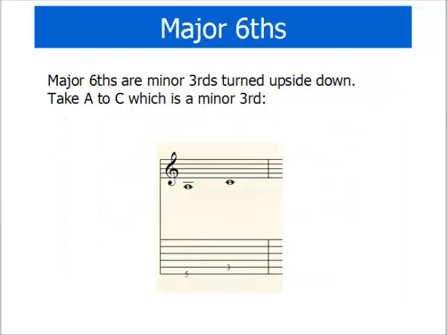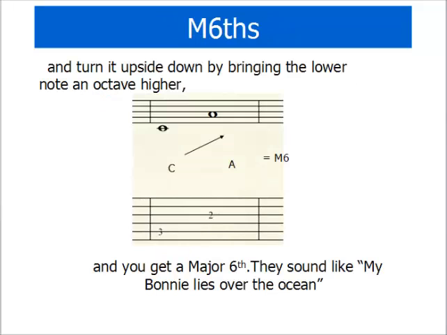So, if we take the old minor third, that's really what a sixth is, flipped upside down. You see the A, C? Well, I'll play the A, C for you. We played those in the thirds video. Now, if we flip the A up an octave, and we keep the C the same, we get a major sixth.